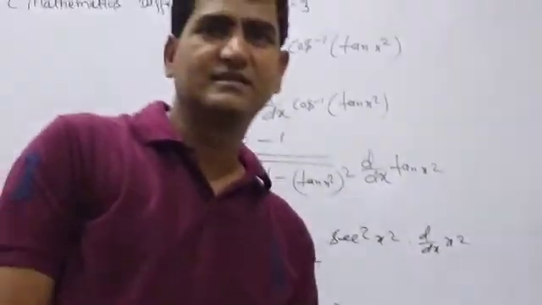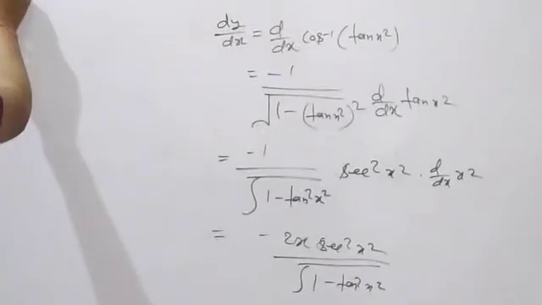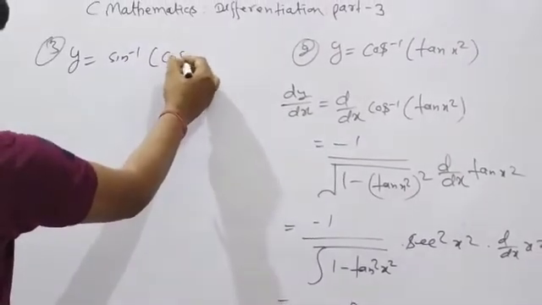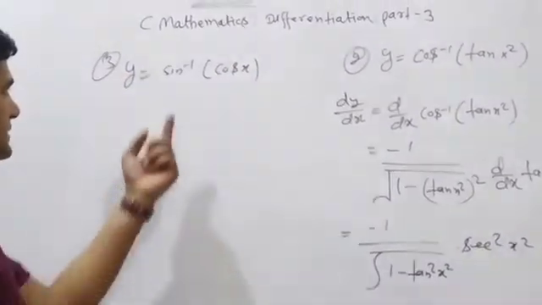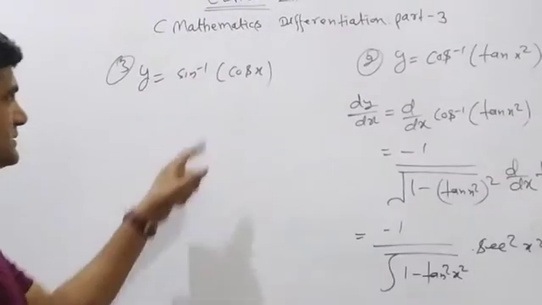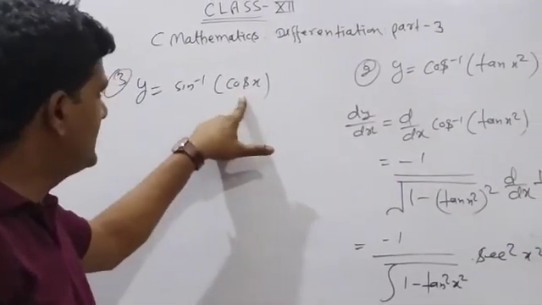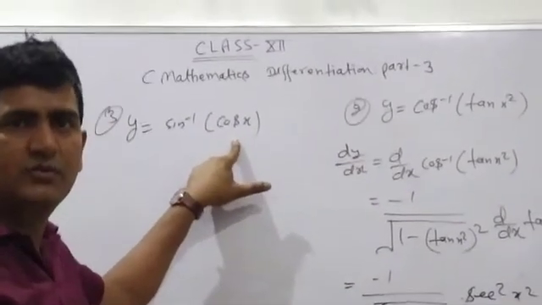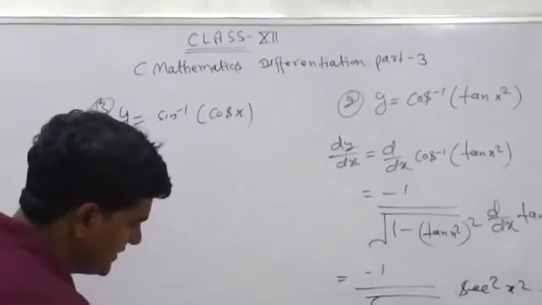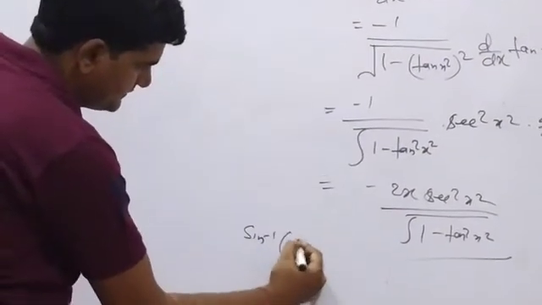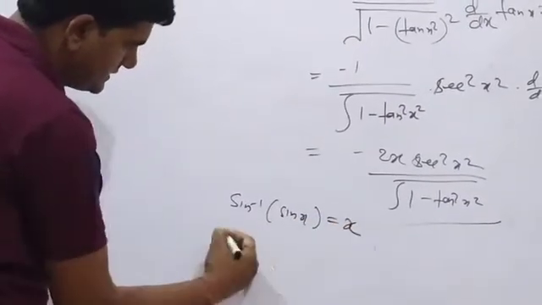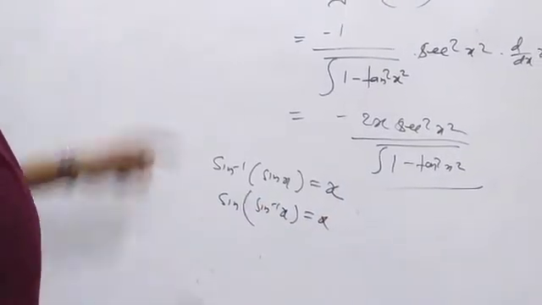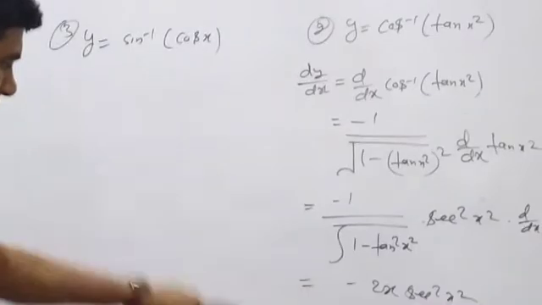Are you understanding? Very good. Third example, example number 3. If y is equal to, suppose, sine inverse of cos x. Here again sine inverse. We have two methods here. First of all, we can change this cos x into sin x form, or we can use the formula, depending on you. I am going to change it because I just told you about this formula: sin inverse sin x is equal to what? x. Or sin of sin inverse x is equal to x. In this question we are going to change into this form.